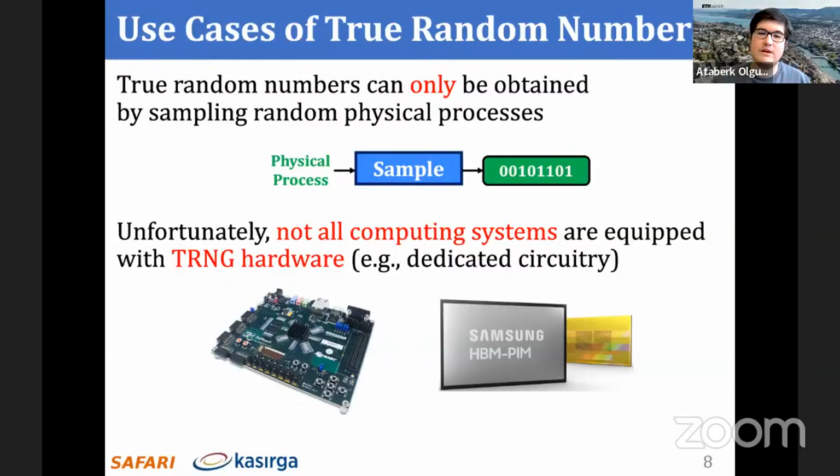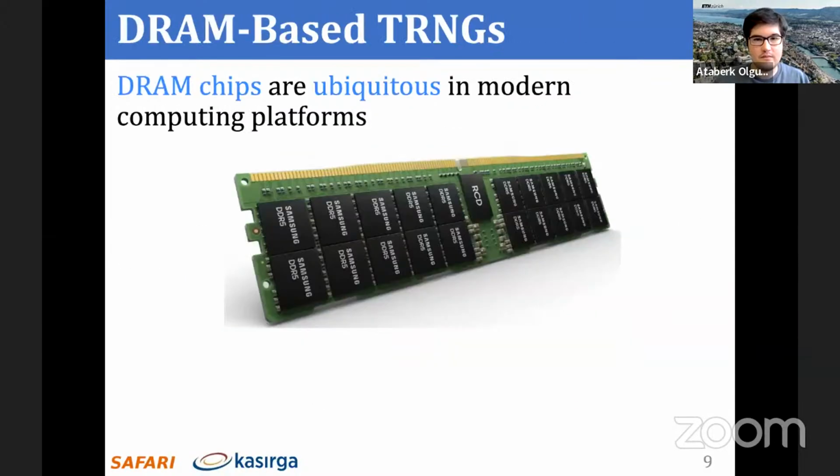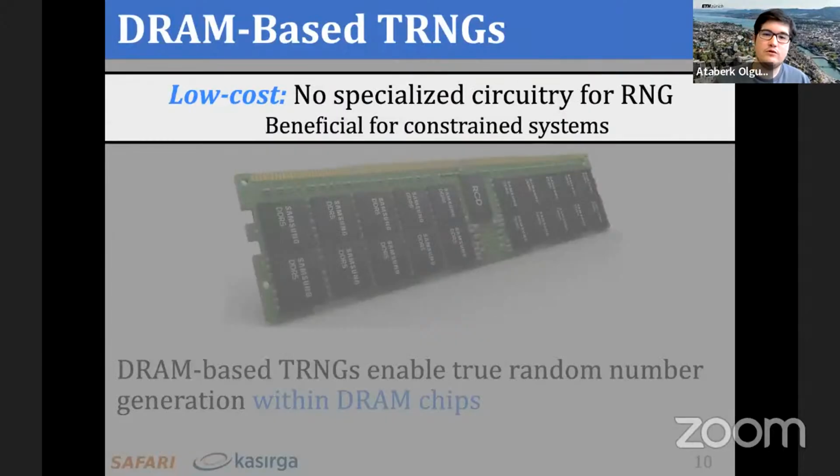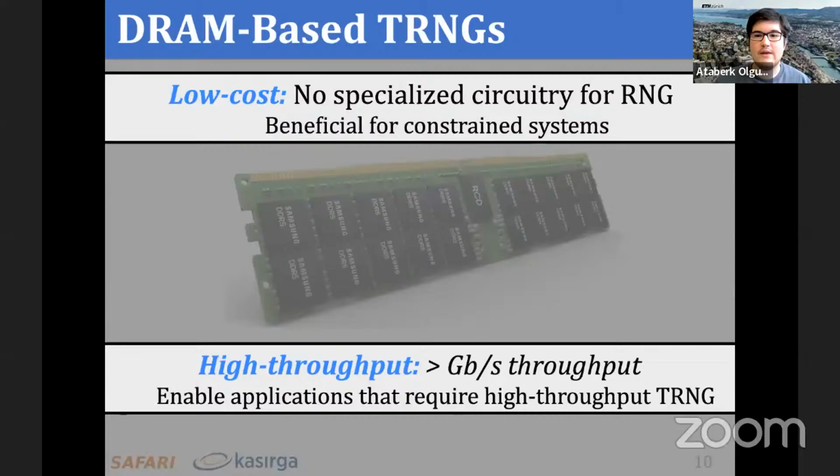And this greatly limits the application space supported by these systems, and it also weakens the security guarantees provided by these systems. Now, DRAM is widely used as main memory in a wide range of computing systems, and TRNGs based on DRAM enable true random number generation within DRAM chips. This is particularly useful for supporting true random number generation in constrained systems, as they can be implemented with low hardware cost. They also provide true random numbers at high throughput, which can open the application space in computing systems that lack the dedicated TRNG hardware.